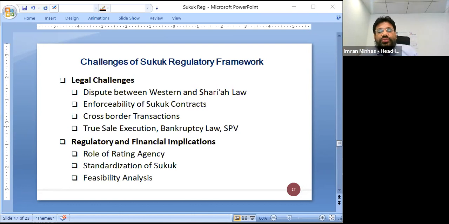AAOIFI Sharia standards for the Sukuk have been set properly, but the problem is that the standards are not binding among key players in the Islamic financial industry. They are voluntary. If you adopt it, you are allowed, but if you don't wish to adopt it, you go for your own standards. Like Malaysia has done, they have changed many AAOIFI standards and tailored their own standards according to their market needs. You can also do that, but it will again hit the global standardization requirement.